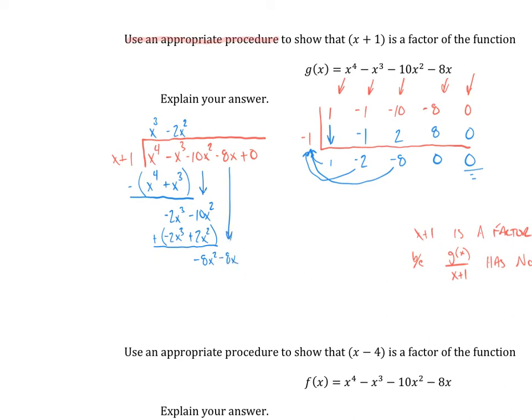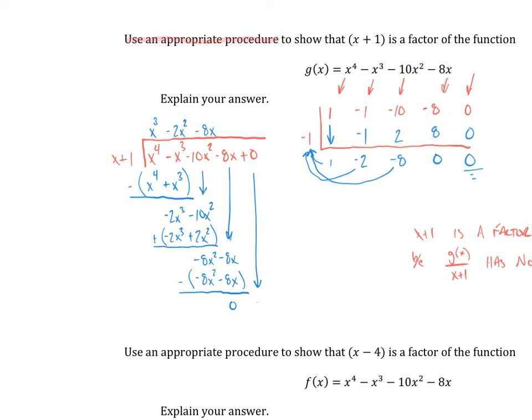Bring down the negative 8x. X goes into negative 8x squared, negative 8x times. Negative 8x times x is negative 8x squared. Negative 8x times 1 is negative 8x. Now we subtract. Negative 8 minus negative 8 is 0.